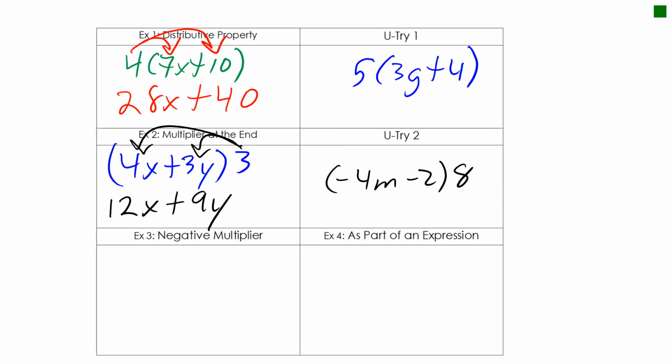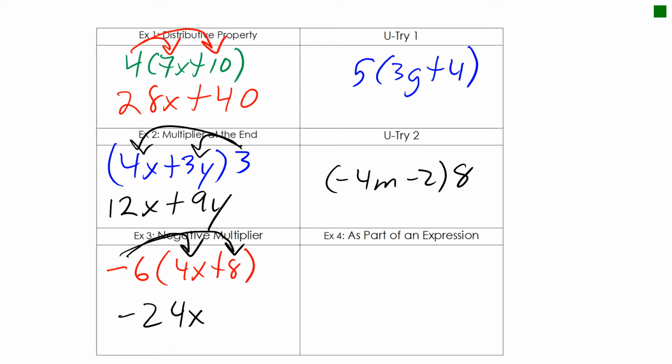Now we get to the tricky one. When there's a negative sign involved, you have to be careful. Remember, a negative sign means multiply by -1. So what are we distributing now? We are distributing -6. We have to see that minus sign or that negative sign as belonging to that 6. So -6 times 4x is -24x, and -6 times positive 8 is -48.